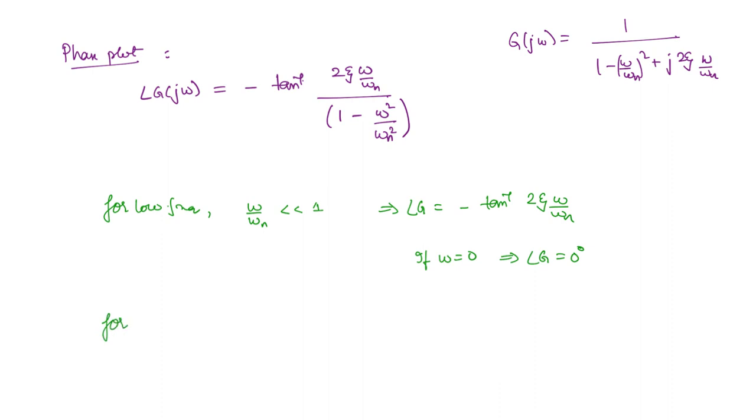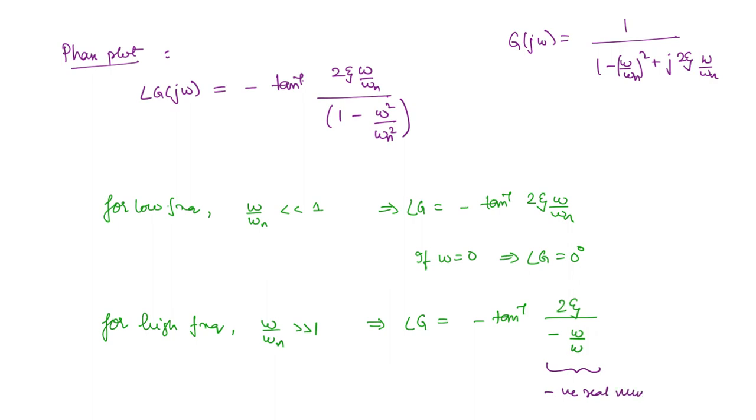Now what happens for high frequencies? For high frequencies, omega by omega n you can take to be much greater than 1. So you will have to ignore this 1. Then what will you get? Angle G is equal to minus tan inverse 2 zeta by minus omega by omega n. Now this is a negative real number, right?